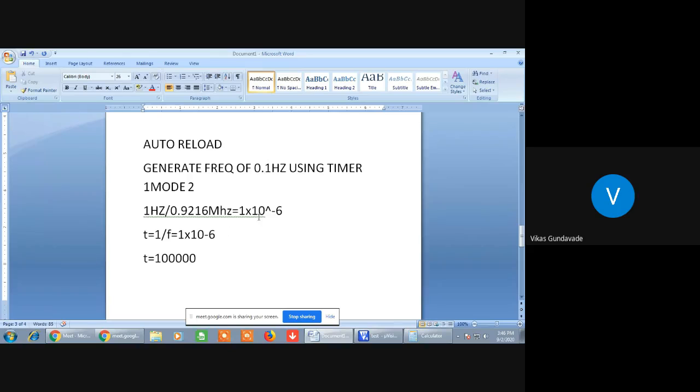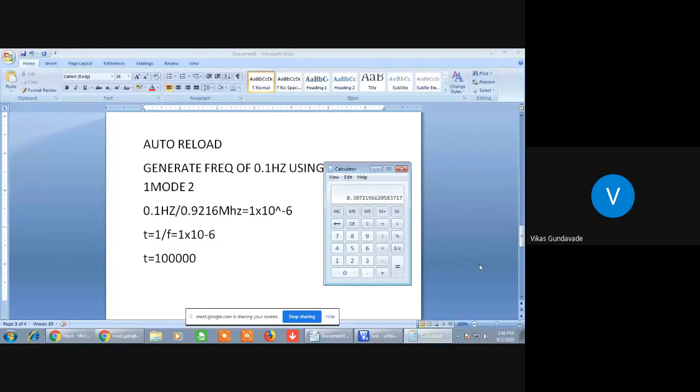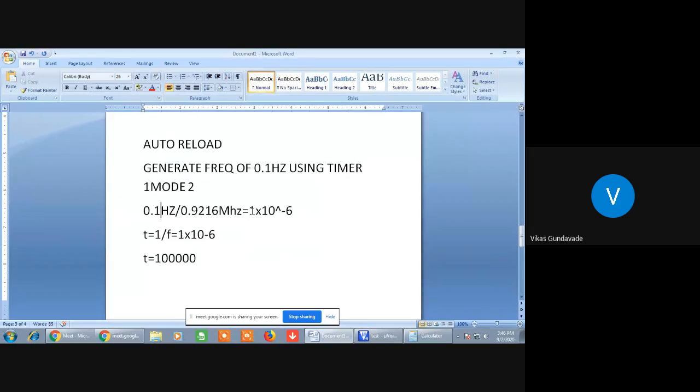So 0.1, then 0.1 divided by 0.9216, 0.1085. So it will be 0.1. It will be 0.1.